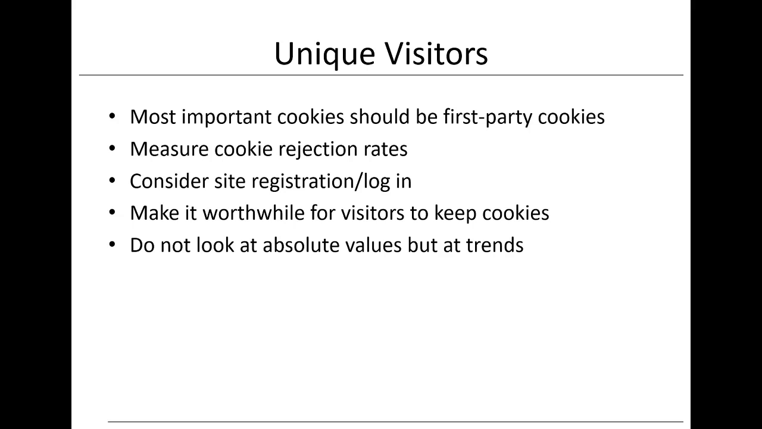Here you can see some recommendations listed for identifying unique visitors. The most important cookies should be first-party cookies. You can also easily measure cookie rejection rates. This can be done by writing a cookie and reading it back immediately afterwards. This method allows you to calculate average cookie rejection rates.